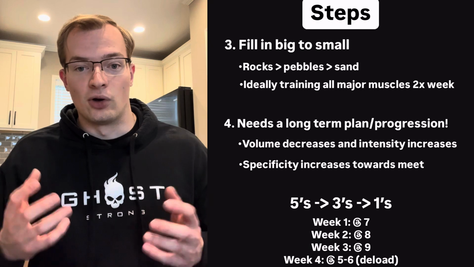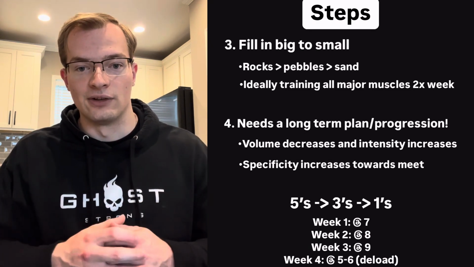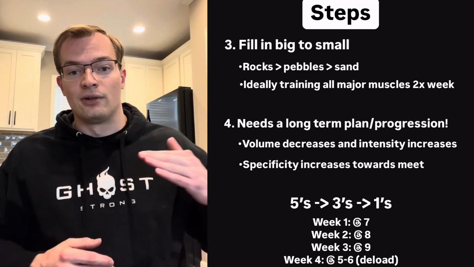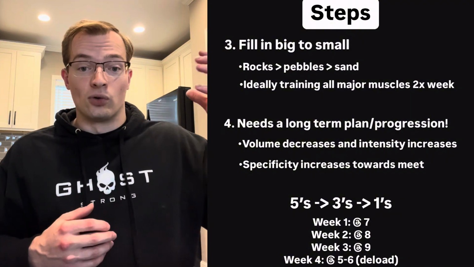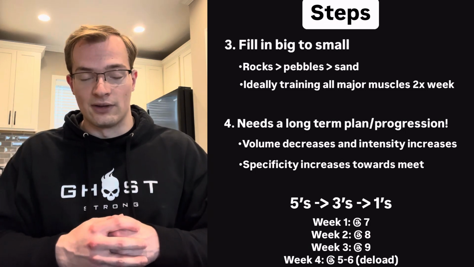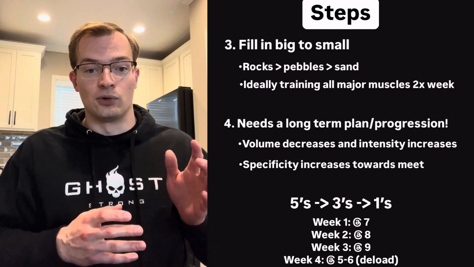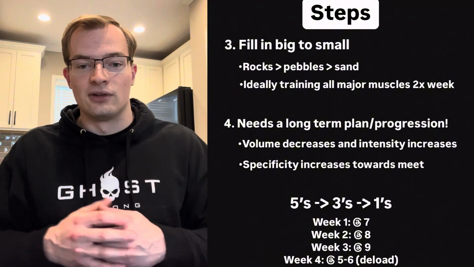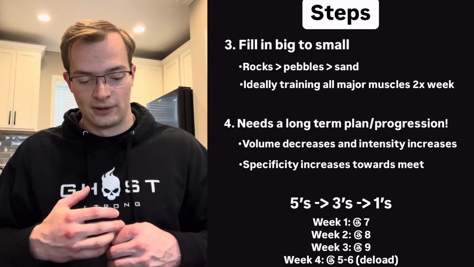And then the last thing, but arguably most important, is make sure that there's a long-term plan for how you're going to progress all of these things. So the volume should start high and gradually decrease, whereas the intensity should start low and gradually increase. So you're starting out with more reps and less weight and ending up with less reps and more weight. This also pairs nicely with specificity. As you go from further away from the meet to moving towards it, you should get more and more specific. So things that more closely resemble the competition lift for lower reps.